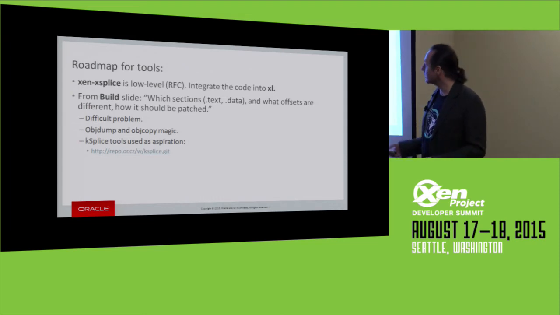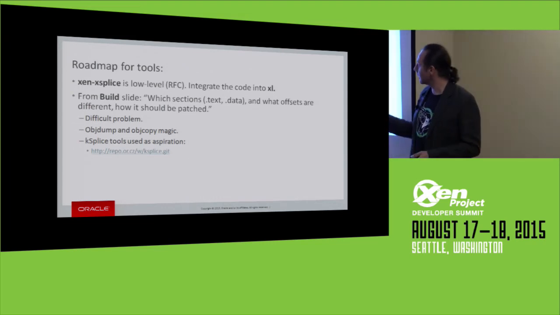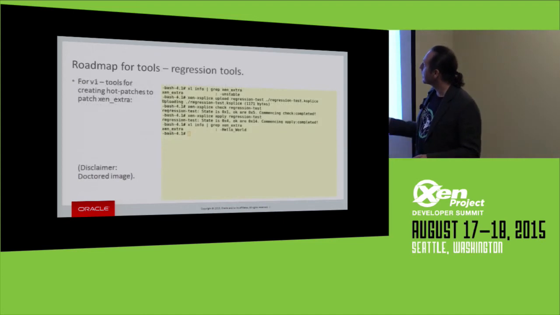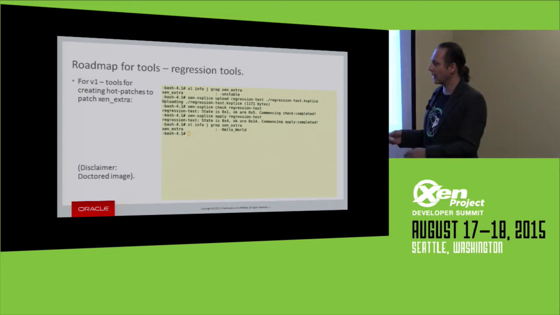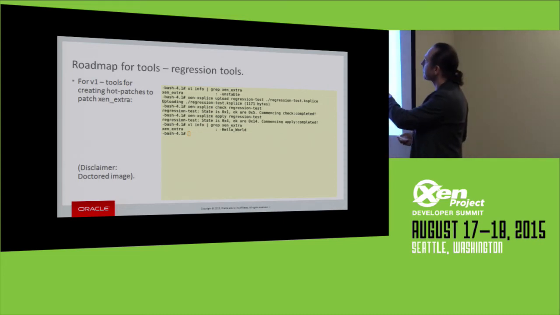The idea behind it, at least, is that we have some form of regression tools. This is a simple call. We just get the name of the Xen extra version, in this case unstable, and then you apply this test, and hey, you get hello world. Now, this is a very doctored image. It's not real. It's fake. The code actually doesn't do this yet.